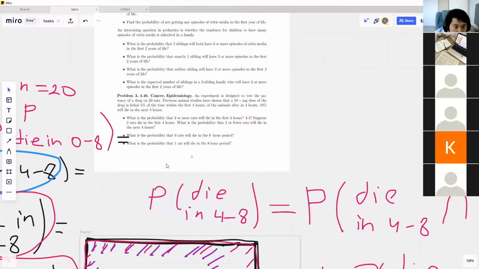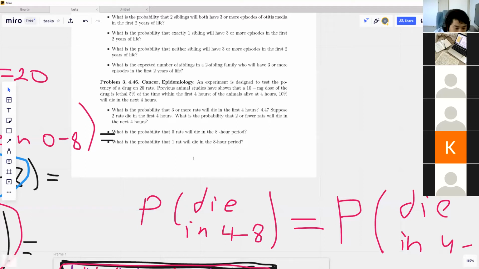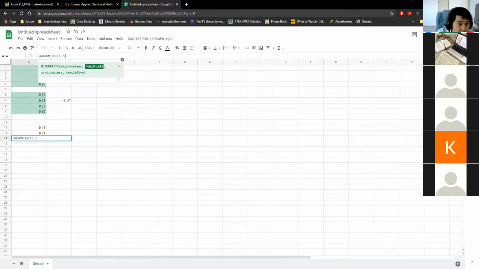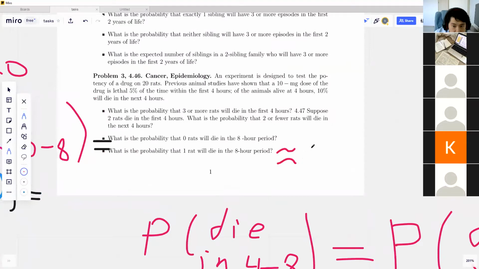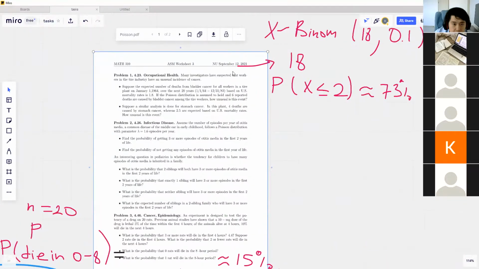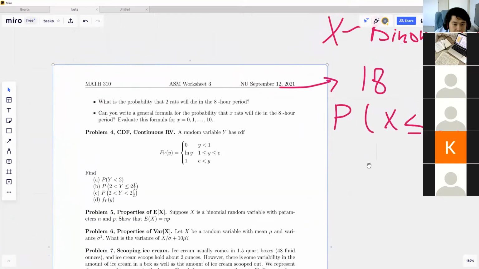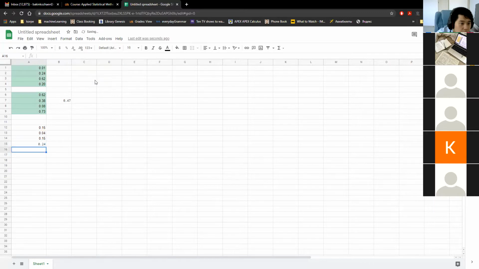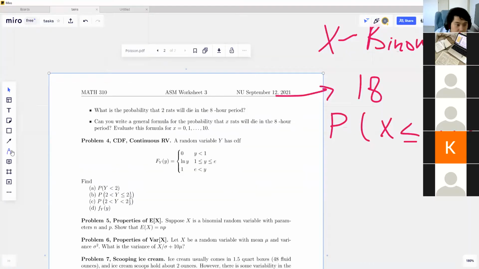All right, next question. What is the probability that one rat will die in the 8-hour period? So one rat, this is the same. Number of successes is 1, number of trials 20, probability of that, cumulative false, so 15%. So this probability here is 15%. Okay. All right. Next question. What's the probability that 2 rats will die in the 8-hour period? Okay. So this is 24%.